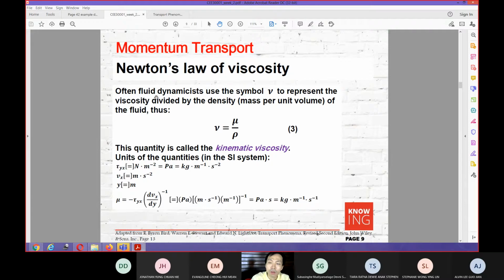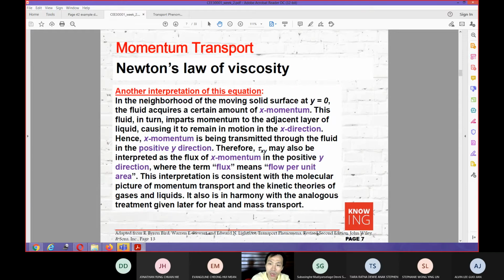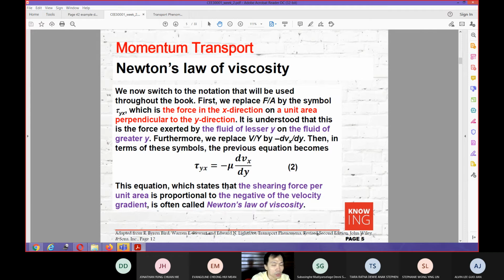Often fluid dynamicists use this symbol called nu. This one is called the kinematic viscosity. A kinematic viscosity is different from the normal viscosity, because the kinematic viscosity is actually the normal viscosity divided by the density. So the unit of the kinematic viscosity will be meter squared per second. On the other hand, for your normal viscosity, the unit will be Pascal multiplied by second, or kilogram per meter second.